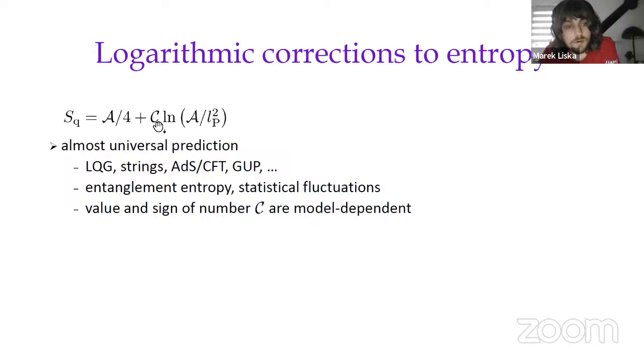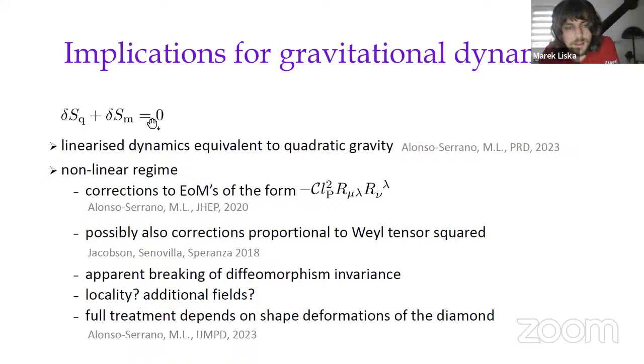So let's say we take it and we put it into our local equilibrium condition for causal diamonds, like this. In this case, it's hard to do this analysis in full. There are many technical difficulties involved. However, when you just focus on linearized gravitational dynamics, you will find a result that is equivalent to quadratic gravity. That is something we found together with Anna this year.